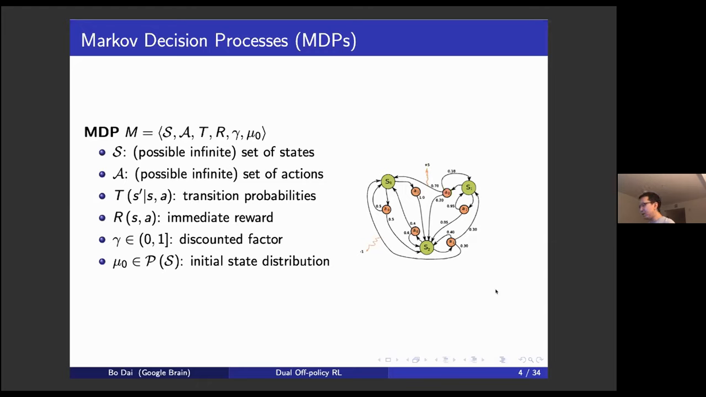This gamma is introduced, to my understanding, just for mathematical consistency, to be well defined. It is a scalar from 0 to 1, and you will see where we use it later. And also the initial distribution, mu 0.